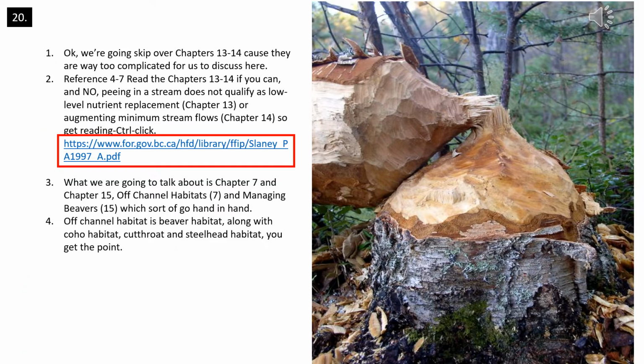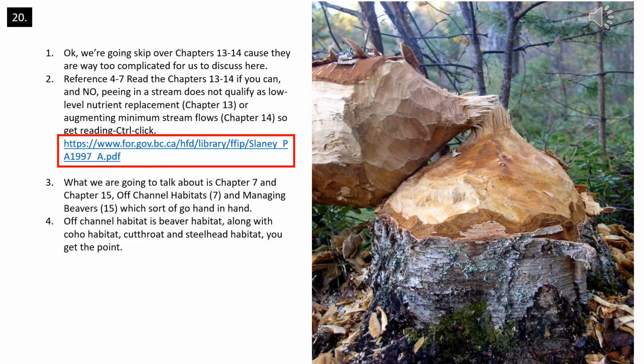So, okay, we're going to skip over chapters 13 and 14 because they're way too complicated for us to discuss here. So, read chapters 13 and 14 if you can, and know peeing in the stream does not qualify as low-level nutrient replacement. Check out chapter 13, on augmenting minimum stream flows. Check out chapter 14. Control click, read the chapters.